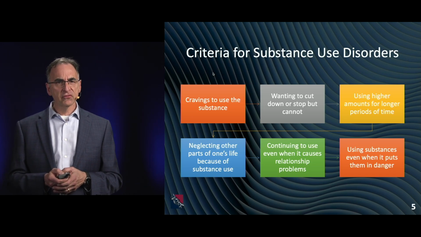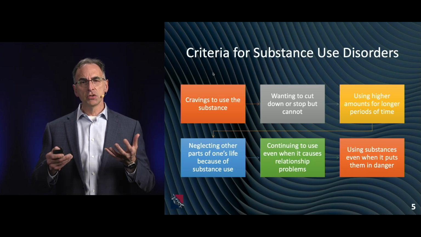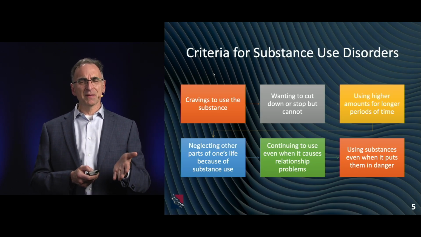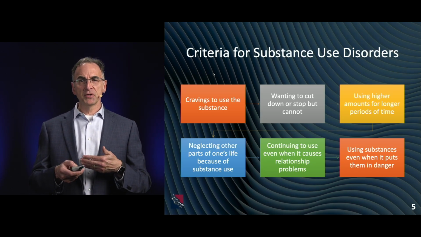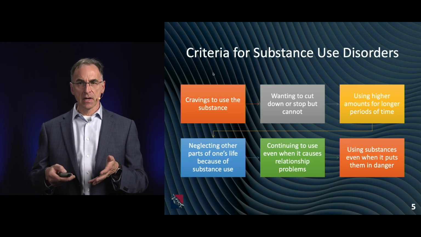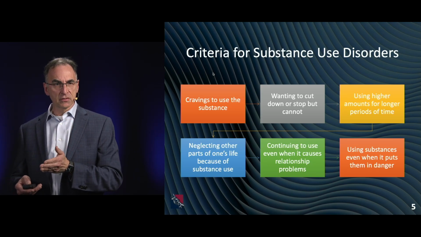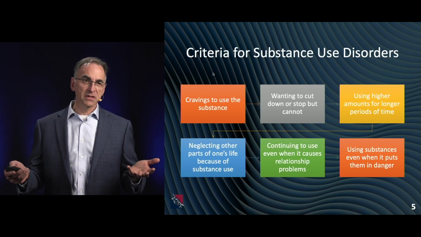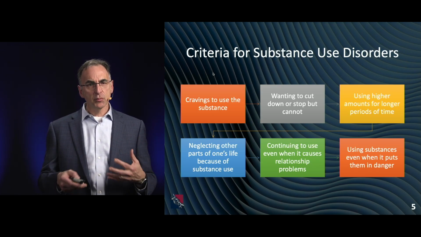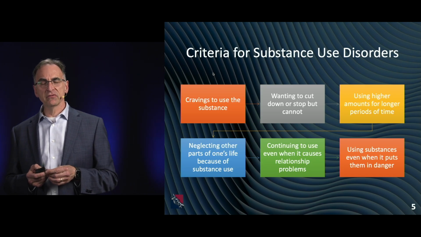So the criteria for substance use disorder begins with this craving to use the substance. Morning, noon, and night, you're constantly having a craving to take the drug. But you want to stop the drug. You want to try to cut down, but you simply can't. And to get the same effect, you begin using higher and higher amounts for longer periods of time to try to get the high and offset the lows. As a result of the addiction, you start neglecting parts of your own life. You neglect relationships. Relationships become more difficult. In the end, you start using substances even when it puts them in danger.